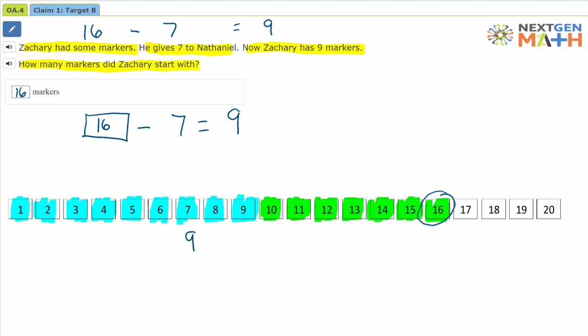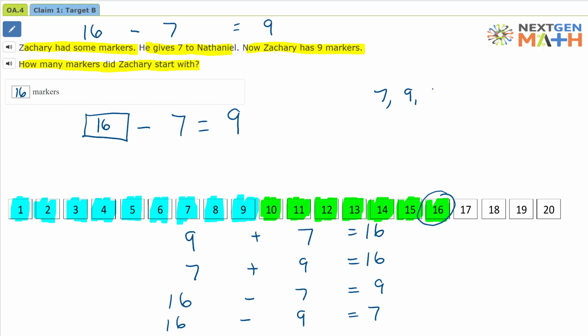Another way we can look at this problem is that we have 9 markers plus 7 markers, and that's going to be equal to 16. Other equations we could write is 7 plus 9 equals 16. We could also say this. Let's say we started off with the 16 markers. We could subtract 7. That equals 9. We also could have 16 and subtract the 9 blue markers, and that would equal 7. So there's 4 different ways that we can write a number sentence based off the numbers of 7, 9, and 16.